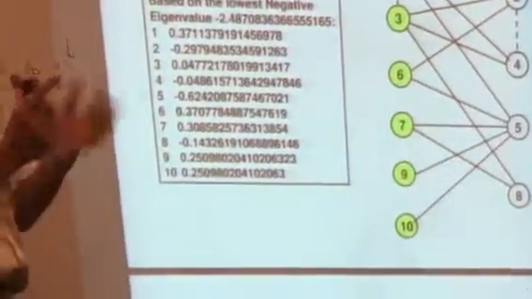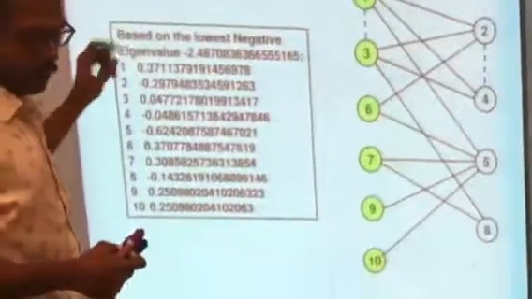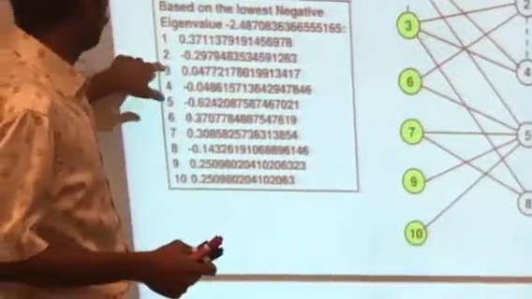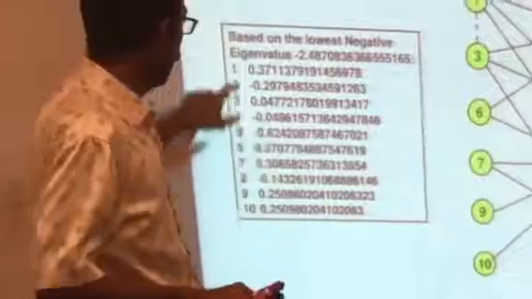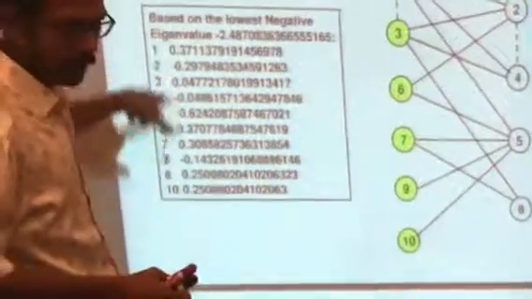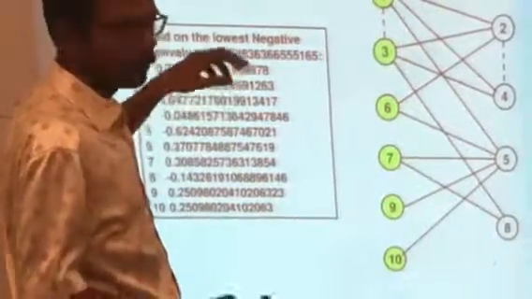So again, put together the vertices with the same sign. Don't look at the magnitude, just the sign, negative or positive. So 2, 4, 5, and 8 have negative sign in the eigenvector entries. So 2, 4, 5, 8 will form one partition, and the other vertices have positive entries, so they'll form the other partition. So this is the same graph.